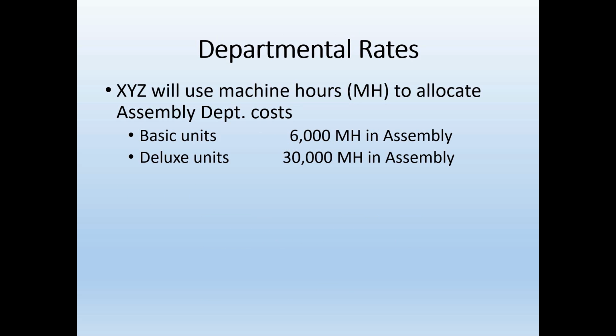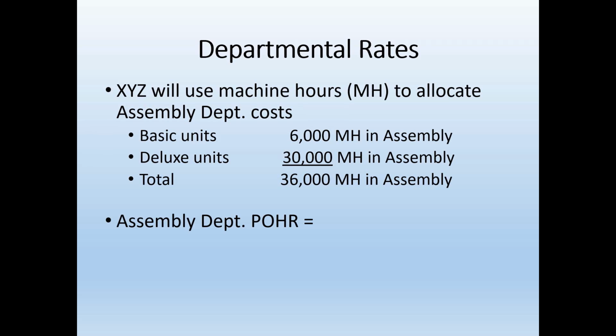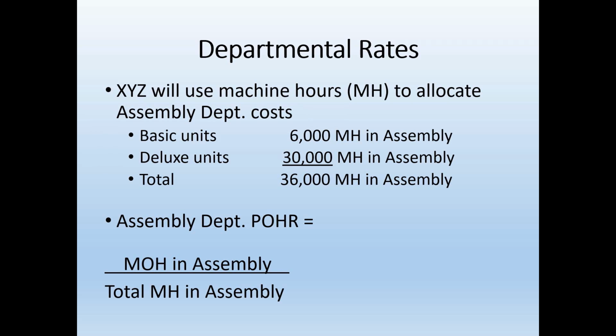Now, XYZ can take this information and add the number of machine hours that the basic units use in assembly plus the number of machine hours that the deluxe units use in assembly to get the total number of machine hours for the assembly department. Then the firm can compute the predetermined overhead rate for the assembly department as the total manufacturing overhead in assembly divided by the total machine hours in assembly.